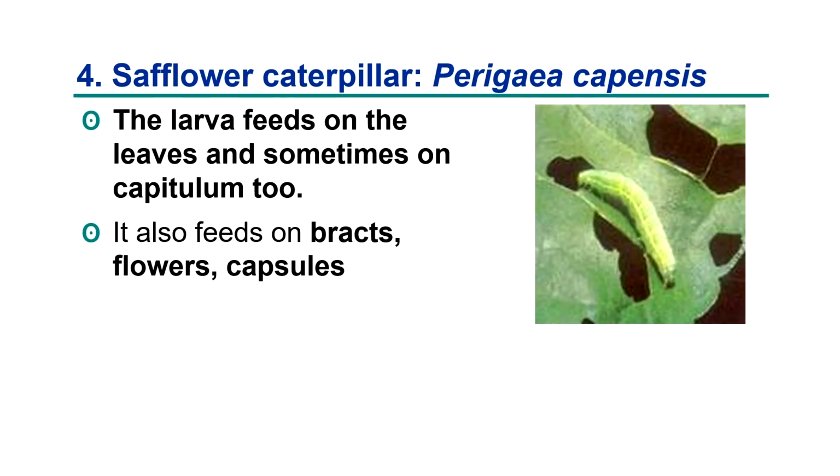Safflower caterpillar: the larva feeds on the leaves and sometimes on the capitulum also. It also feeds on bracts, flowers and capsules. So this is the picture, a greenish kind of caterpillar, and you can see it is devouring the leaves.